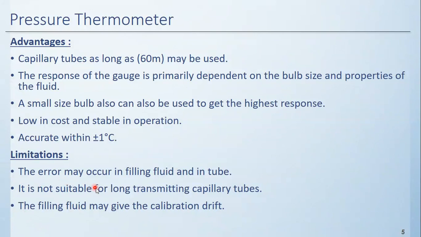Now the errors are due to the filling fluid and tube. Filling the fluid in the tube may introduce some error, and that is one of the limitations. It is not suitable for long transmitting capillary tubes, and the filling fluid may give calibration drift. So these are the limitations.